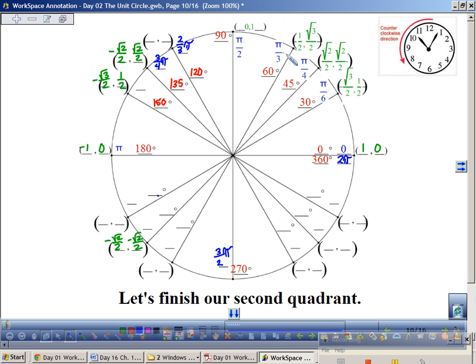Finally, 6. So 1/6, 2/6, 3/6, 4/6. What's this? 5/6. Let's double check. What would be the next one? 6/6. Does it work? Yes. You ready?